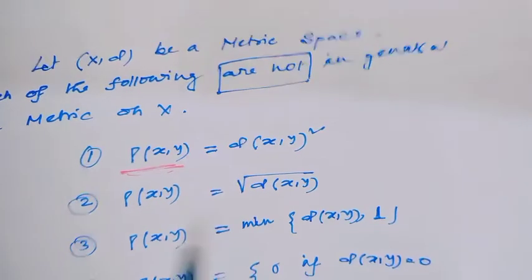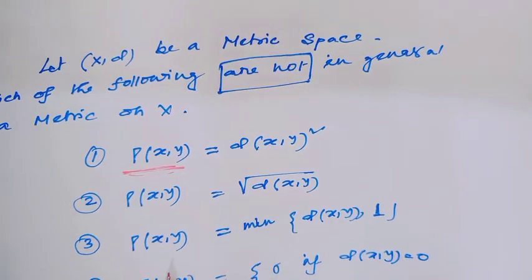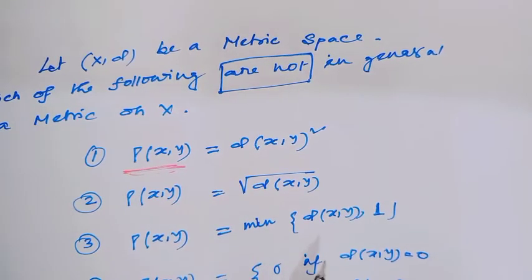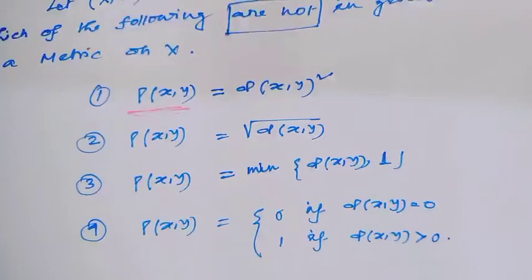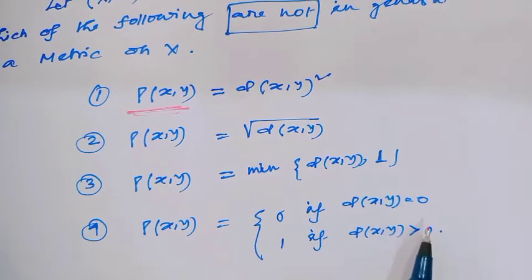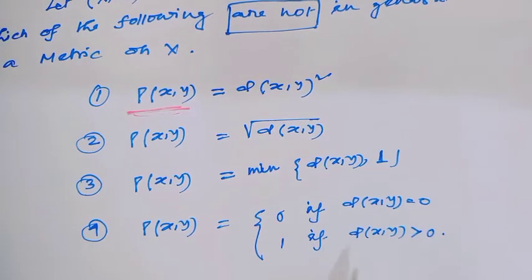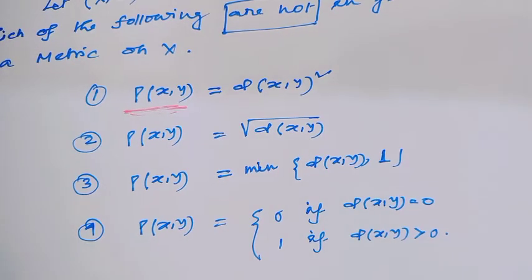Option 2, rho of xy equal to square root of d of xy. Option 3, rho of xy equal to minimum of d of xy comma 1. Option 4, rho of xy equal to 0 if d of xy equal to 0, and 1 if d of xy greater than 0. Let's see the question.